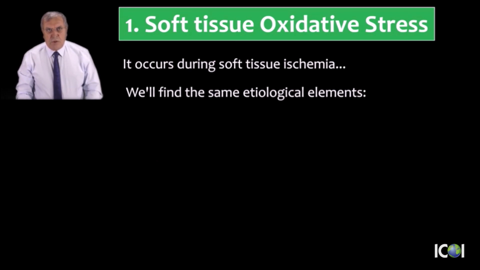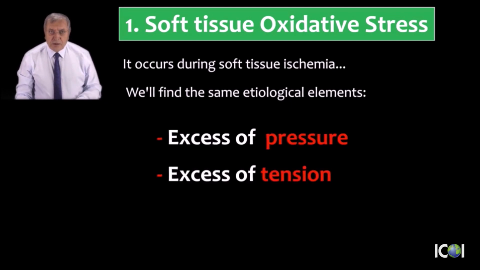So let's talk about the soft tissue oxidative stress. It occurs during soft tissue ischemia. We will find the same etiology: excess of pressure, excess of tension.